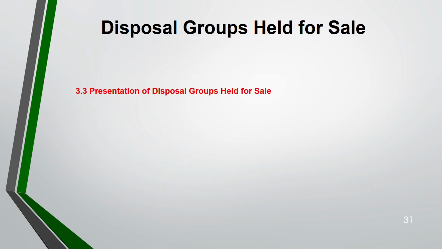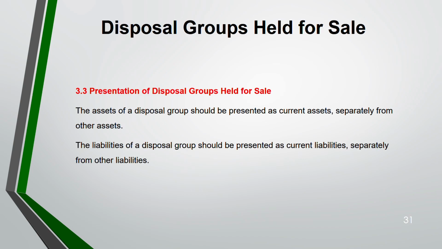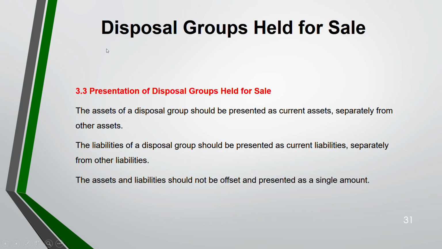Okay. Now, how do you present a disposal group held for sale? This is presented separately from your other assets. And assets of the disposal group are presented as current assets. Liabilities of the disposal group are presented as current liabilities separate from other liabilities. Your assets and liabilities cannot be offset and you cannot present them as a single amount. Remember, you should always show them separately.